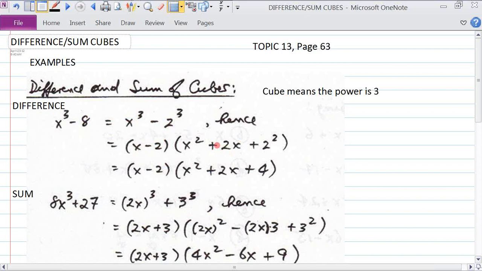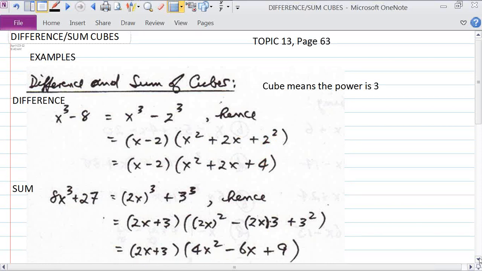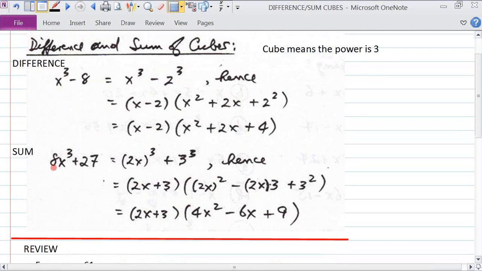Get 2x and change the sign, plus 2x, square minus 2, and I get plus 4. This is this, and this is identical to this, except that 2 squared has been written as 4. All right, do the same with a sum of cubes.